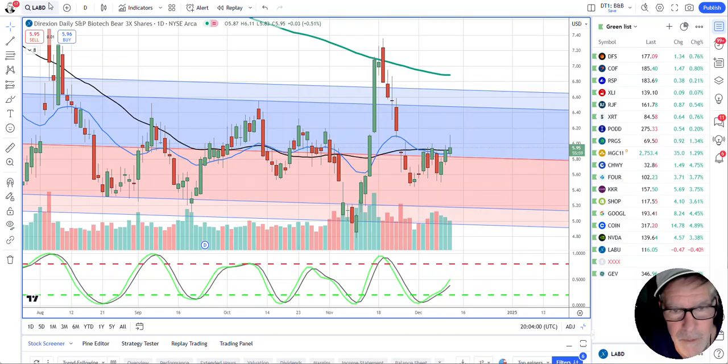LABD. Let's just do a couple more. So we were just looking at LABU and thinking about it as a long. I have to say, LABU itself, the chart not looking that great, but it's not that bearish either. There are some reasons to believe it's going to go higher. And then the same is true with LABD. There are reasons here to believe that it's going to go lower.